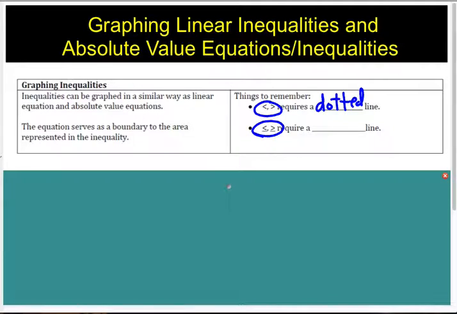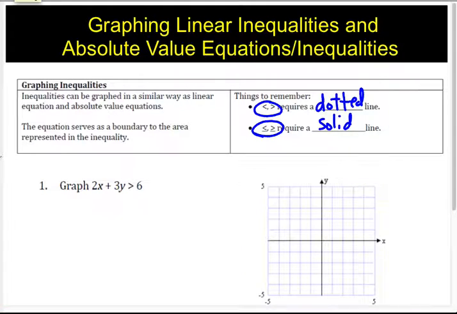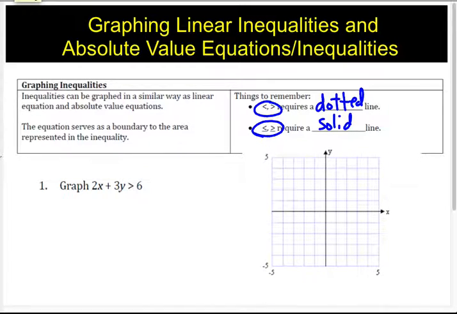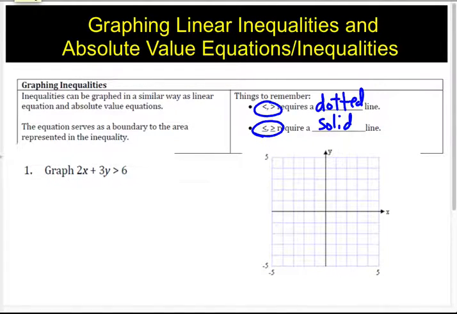With less than or equal to or greater than or equal to, it's a boundary, but the line is also a solution. So in this case, we'd have a solid line. And that's about it for that. So we're going to graph one here, and the first one we're going to graph is 2x plus 3y is greater than 6.